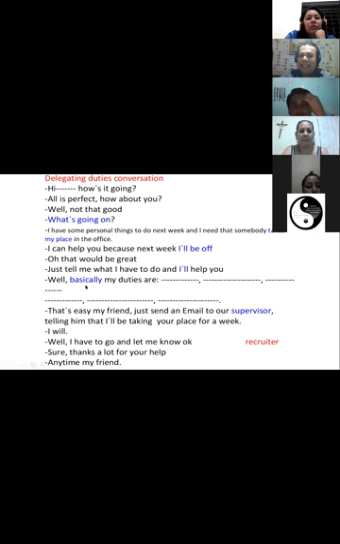Well, basically, my duties are chat and send emails, visit clients, and write reports. Yes. Check the priority cash. Okay, perfect.